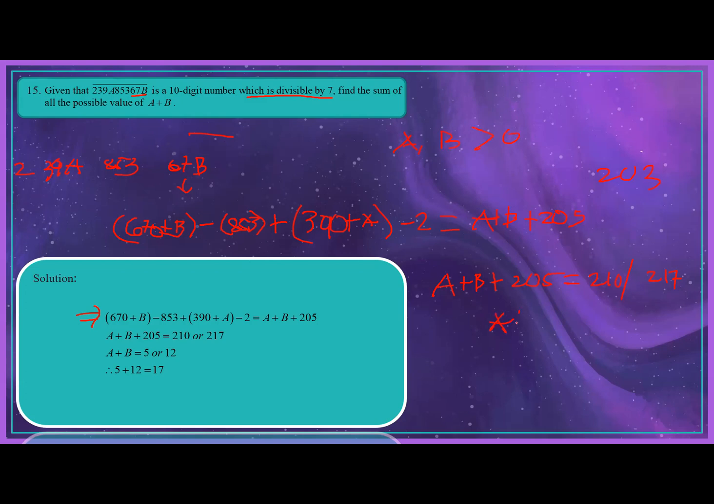So here we have a plus b equals 5 or 12. Basically, the sum of all possible values of a plus b would be 5 plus 12, equals 17.